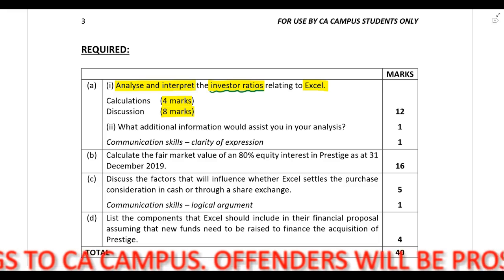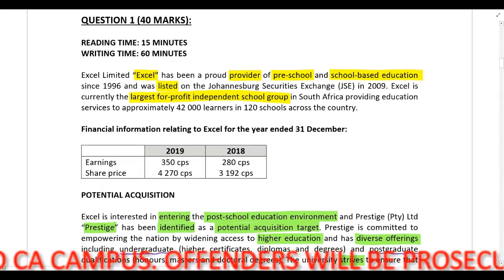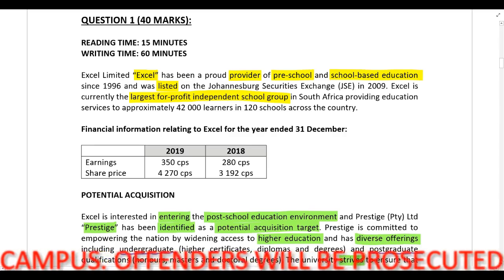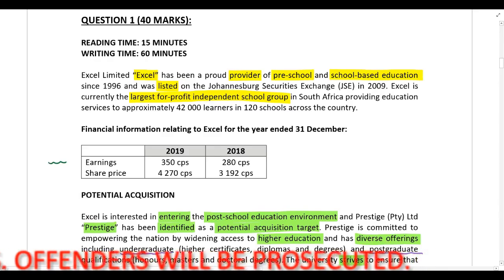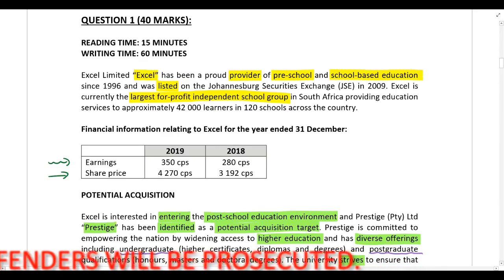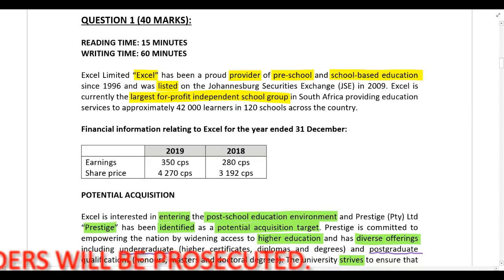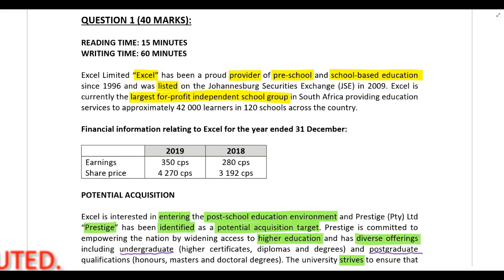Now guys, if you go back to the information provided in the scenario, we have not been given a lot of financial information relating to Excel. The only information that we have is the earnings per share and the share price for 2019 and for 2018. So there are not a lot of investor ratios that we can calculate. So remember guys, go back to your lecture notes. You'll see I've provided you with all of the investor ratios. So you're going to go through that list of investor ratios and see, based on this information that you've been provided with over here, what can you calculate.